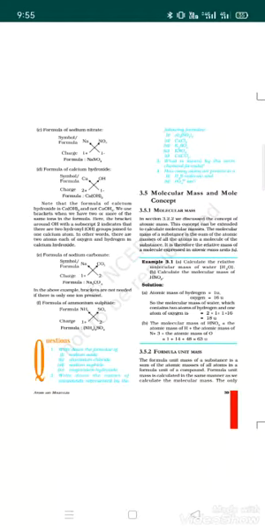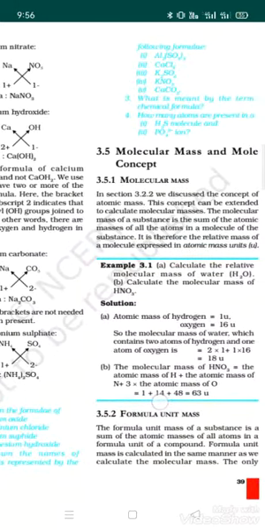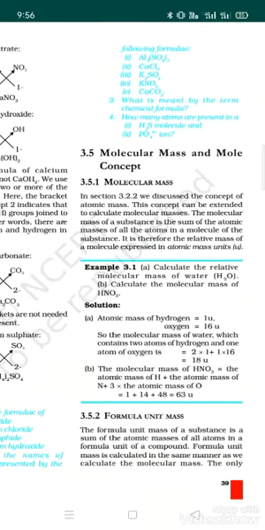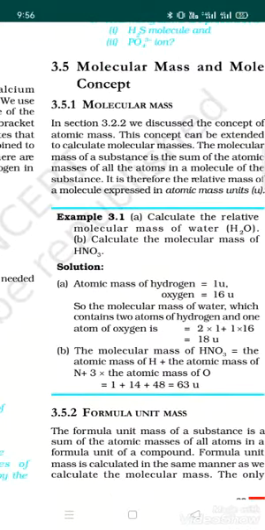Hello student, this is part 5 of chapter number 3 of 9 science. Today's topic is molecular mass. In the next video we will discuss the mole concept. Here we will talk about molecular mass and formula unit mass.